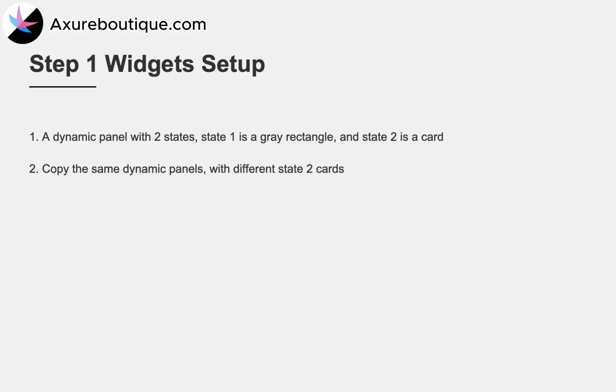First, let me set up the widgets. We need a dynamic panel that has two states. State 1 is a gray rectangle representing the back of the poker, and State 2 is an image representing the front of the poker. Duplicate several dynamic panels.